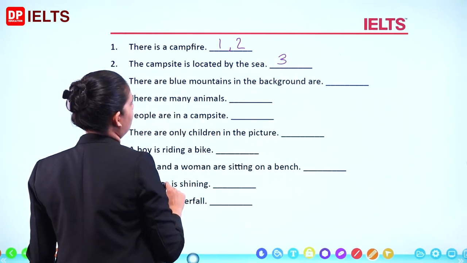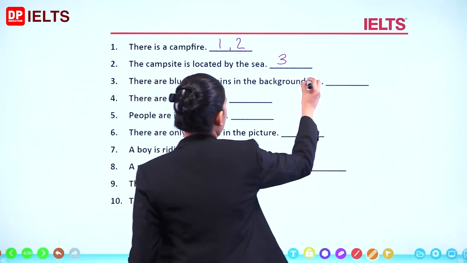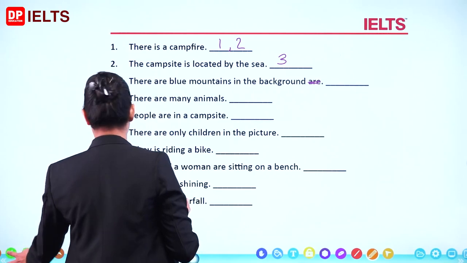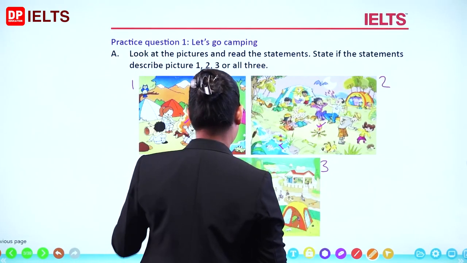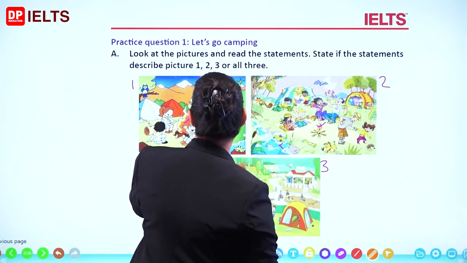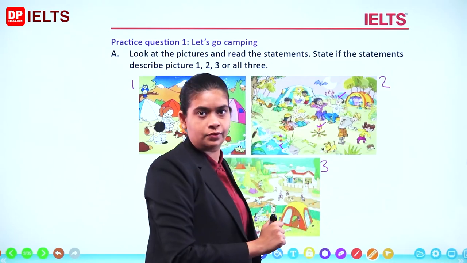There are blue mountains in the background. Okay, so there are blue mountains in the background. Blue mountains in the background, really? Oh, here, blue mountains in the background.